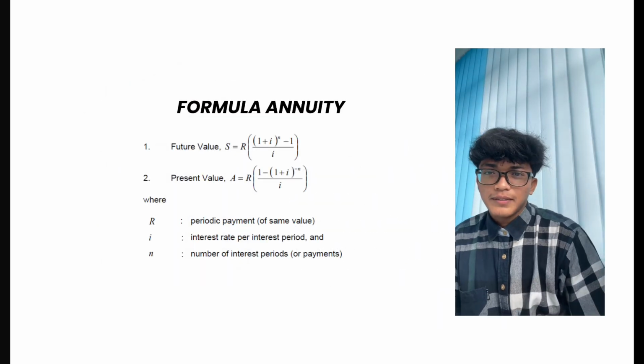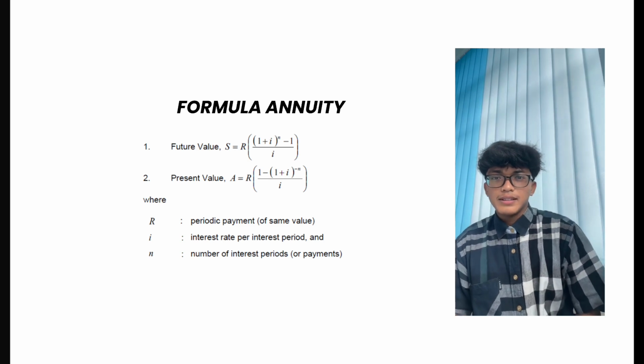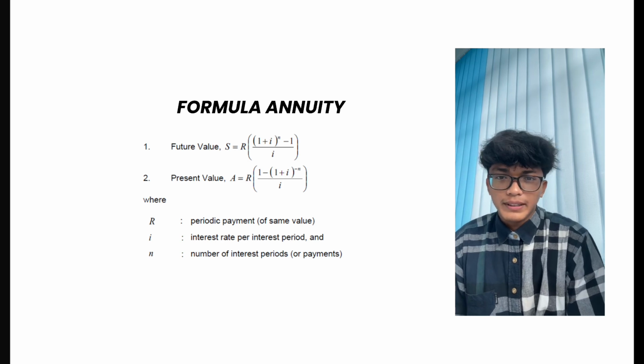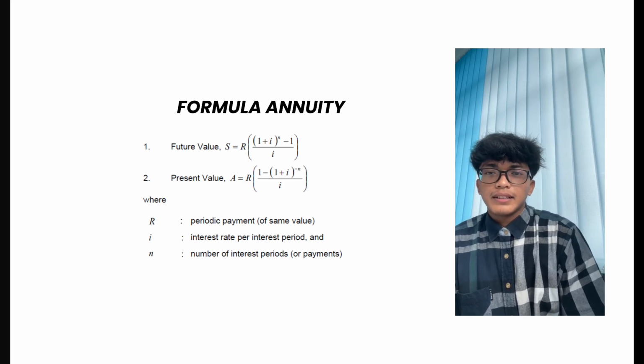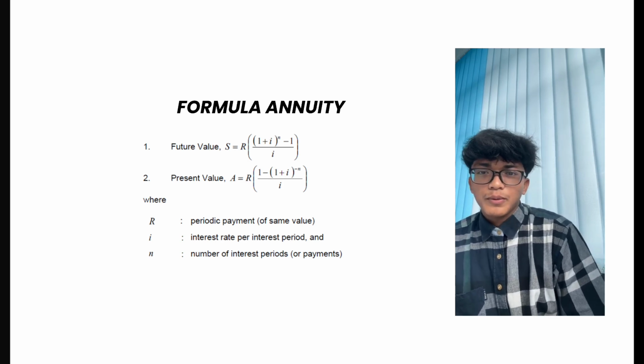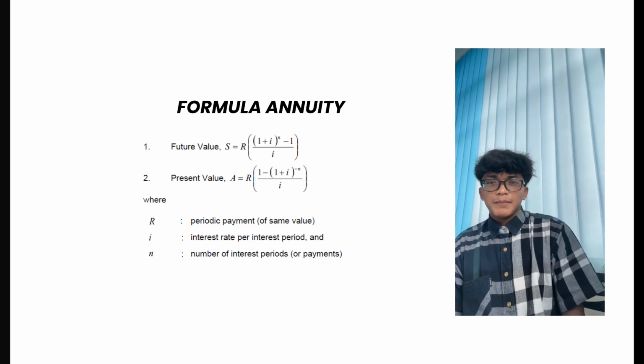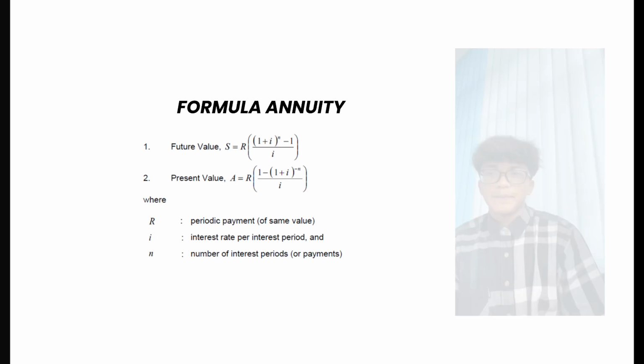Formula of annuity. Firstly, the future value formula is S equals R times (1 plus i) to the power of n, minus 1, divided by i. Secondly, the present value formula is A equals R times (1 minus (1 plus i) to the power of negative n) divided by i.